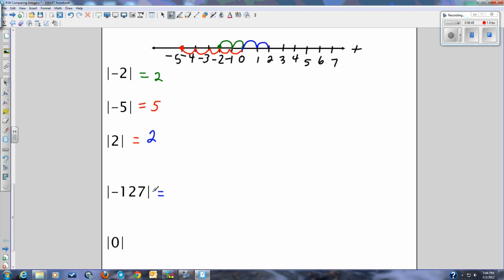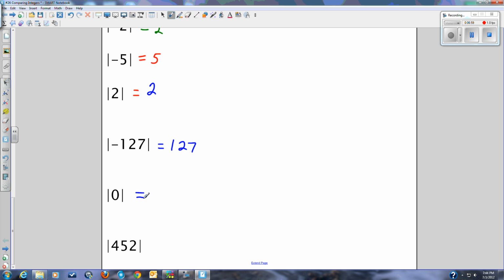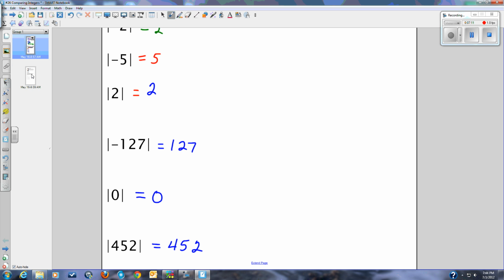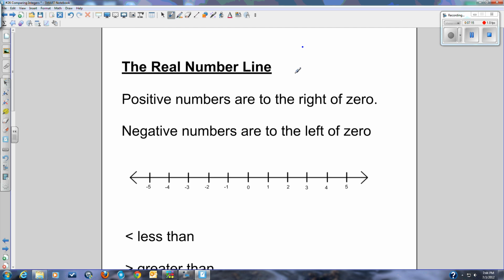You don't really need a number line anymore. The absolute value of negative 127 is just 127. The absolute value of 0 is just 0. And the absolute value of 452 is 452. Moving on to the next page. Again, just like I said before, positive numbers are to the right of 0, and negative numbers are to the left of 0. And this makes up the real number line.